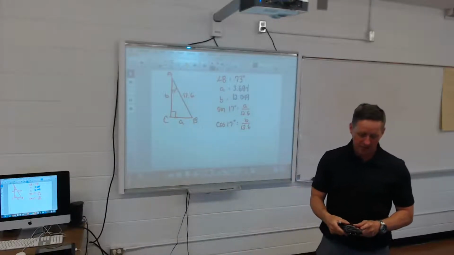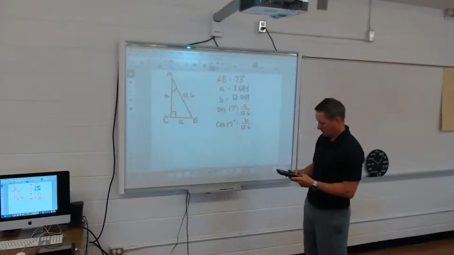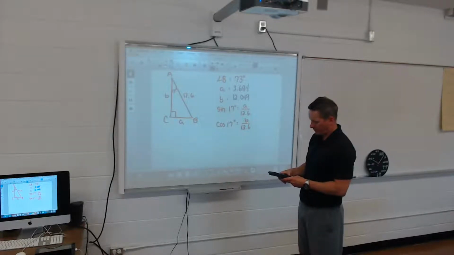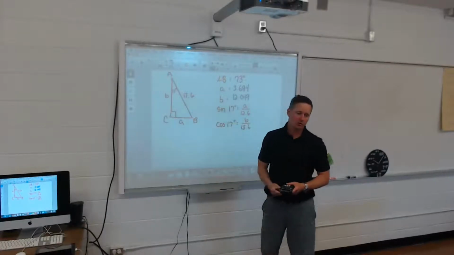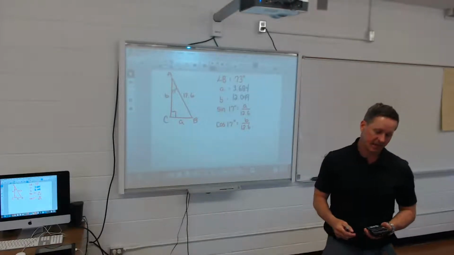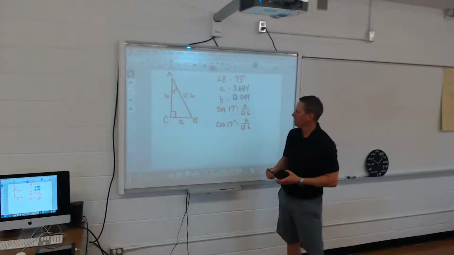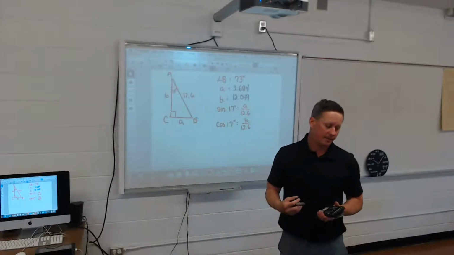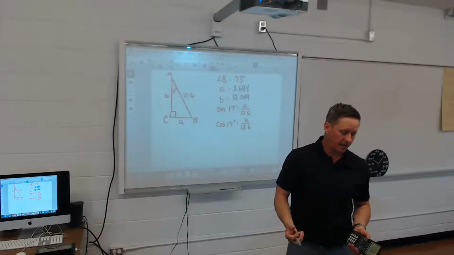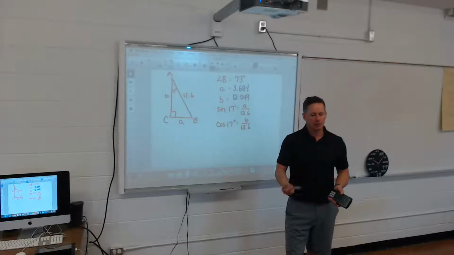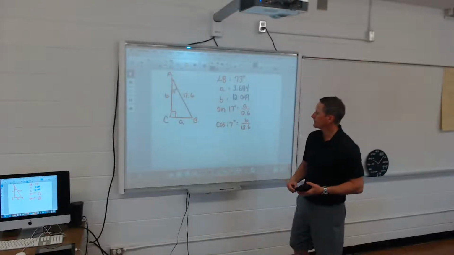And now I'm going to check my answer. So I'm going to go second function square root of 3.684 squared plus 12.049 squared. Close the bracket, and it should give me very close to 12.6 if I've got it right. And I get 12.5996. So that's close enough. So again, every time I do these questions, I am able to check my answers. All right, and I almost always use Pythagoras' theorem to check my answer.